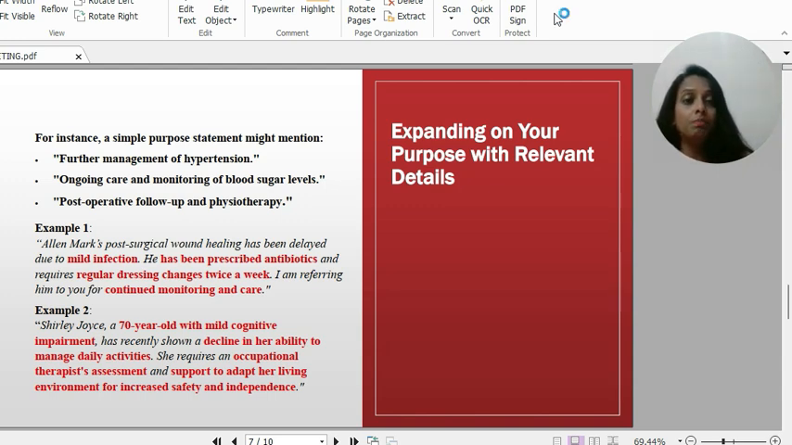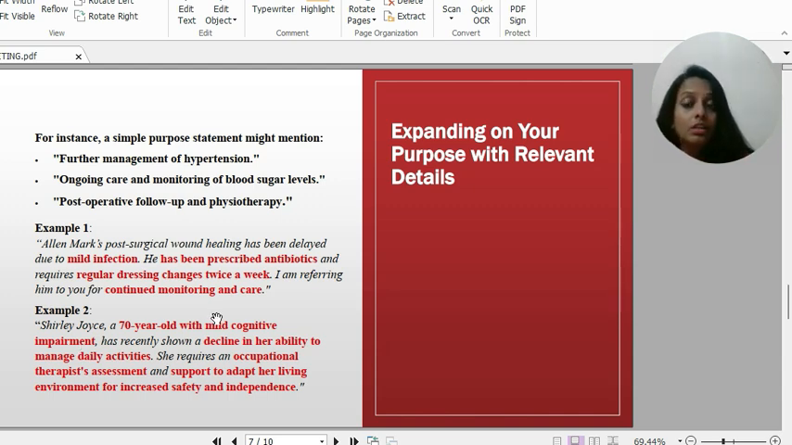And the same applies for example 2 here. The purpose statement is Shirley Joyce, a 70-year-old with mild cognitive impairment, has recently shown a decline in her ability to manage daily activities, right? But see how it has been expanded with the relevant details when it comes to telling about the patient's condition. A 70-year-old with mild cognitive impairment. This provides the reader with an understanding of the patient's background.